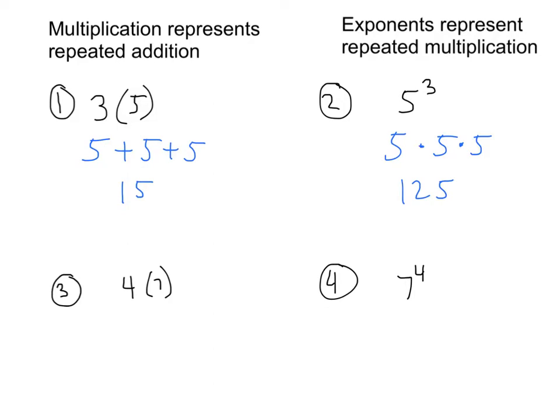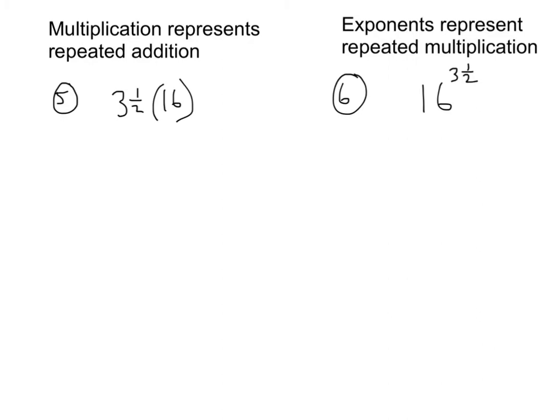So 4 times 7 just means we have 4 groups of 7, or 7 plus 7 plus 7 plus 7. So 4 7s that are added together, which is 28. Versus 7 to the 4th, where the multiplication is getting repeated. That's saying 7 times 7 times 7 times 7, 4 7s that are multiplied. You can use a calculator on that, and I think you get 2401.